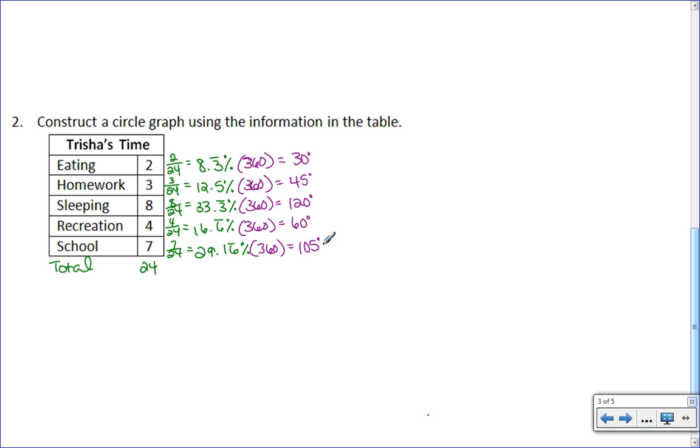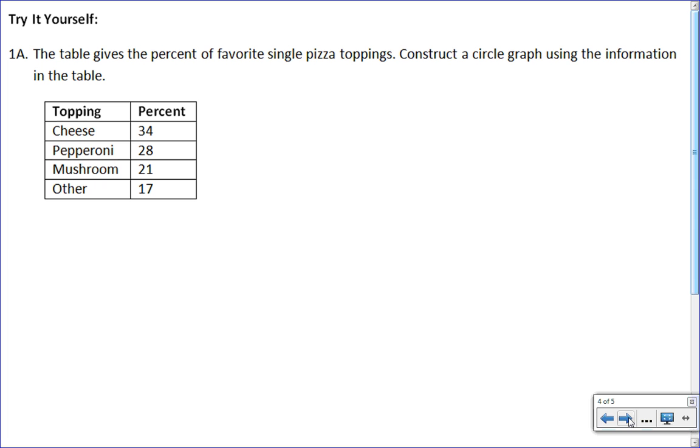Okay. And again, in class, we'll go ahead and use our protractors to create an accurate circle graph to represent this data. But for right now, that is all we're looking for, is the measures of the central angles. On the next page, we have a couple try-it-yourself problems. Remember, all you're looking for right now is the measure of the central angles for each of these. So go ahead and pause the video and work through the 2 try-it-yourself problems. And when you're ready to check your answers, go ahead and hit play to resume.